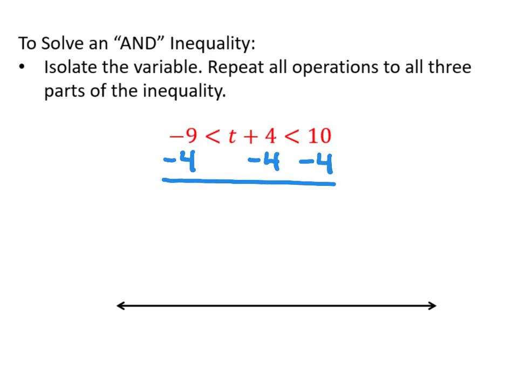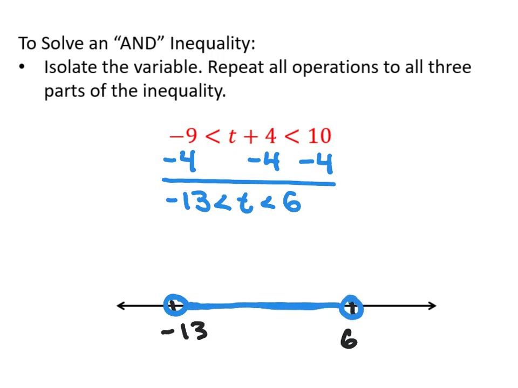Now, if I simplify, we'll have -13 is less than t is less than 6. If I were to graph, with one point at -13 and the other at 6, I'd have an open circle at -13, an open circle at 6, and we shade that area in between the two.